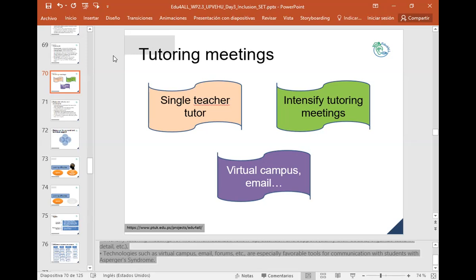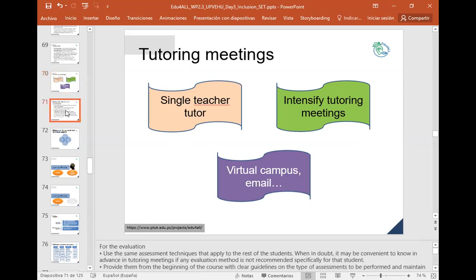So as you can see, virtual campuses and emails are very good resources for students with disabilities, because it's a common aspect of the disabilities.